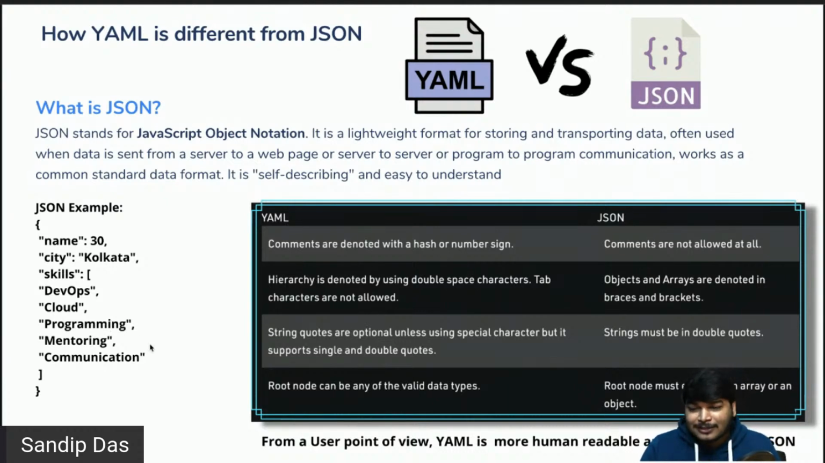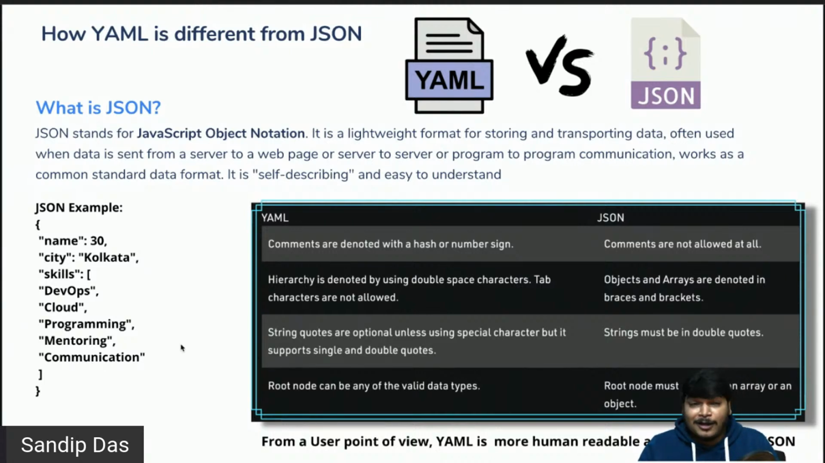String quotes are optional unless using special characters, but YAML supports both single and double quotes. So if you don't want to give them, don't, if you are not using special characters. We have to look at which special characters you're using, and if there is any problem in YAML, then you can use quotes. For JSON, strings must be in double quotes, otherwise you will get a JSON error. The root node can be any valid data type. Yes, any.